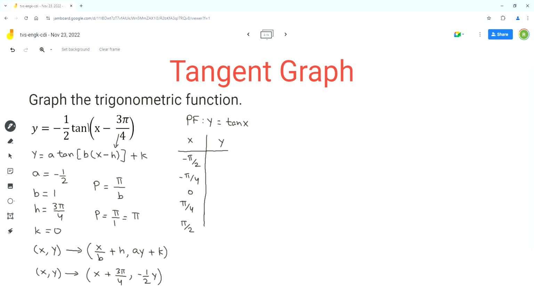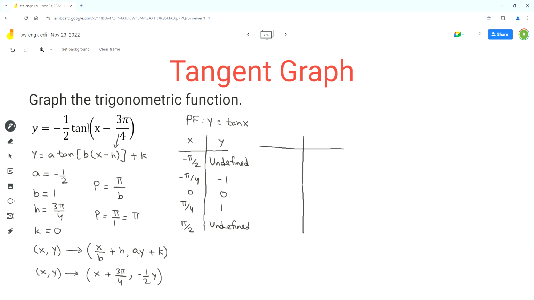And the values in between can be, at negative pi over 2 there is a vertical asymptote, so the y value is undefined. At negative pi over 4 the y value is negative 1. At 0 it is 0. At pi over 4 it is equal to 1. And at pi over 2 it's undefined. Now we can use these values to prepare the table of values for the given transformed function.